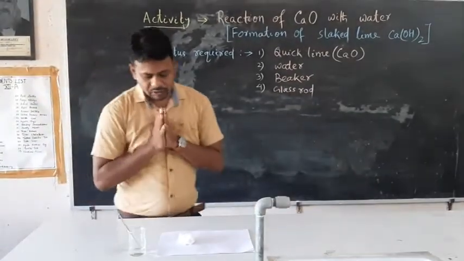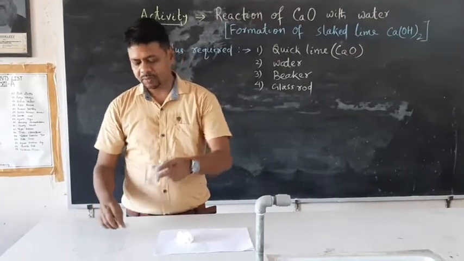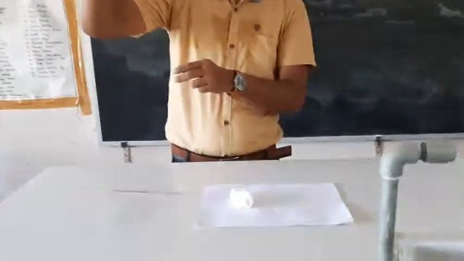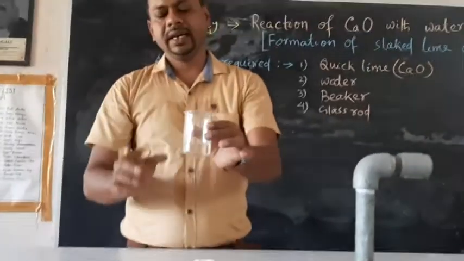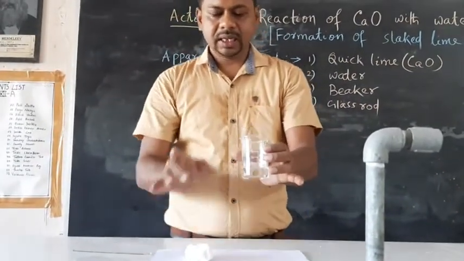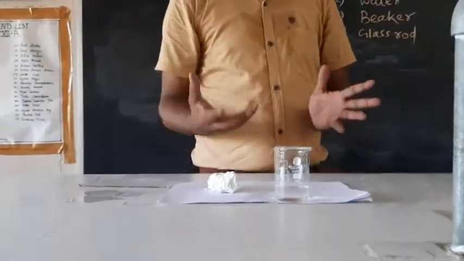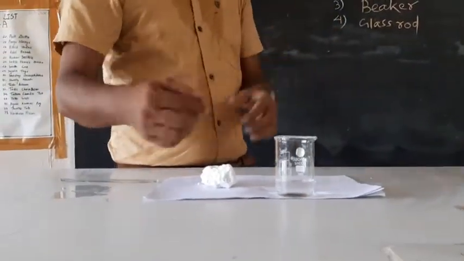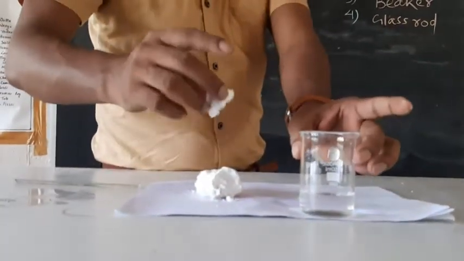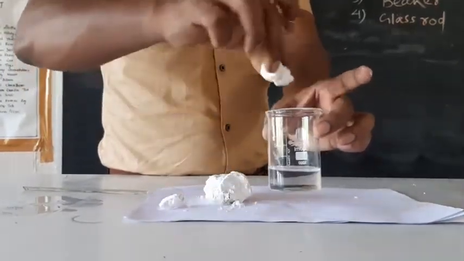For this experiment, first of all you have to take some amount of water. You can see here around 20 ml of water is taken inside the beaker. Then you have to take freshly prepared calcium oxide, which is also known as quicklime. I will take a lump of calcium oxide and then I will put it inside the water.